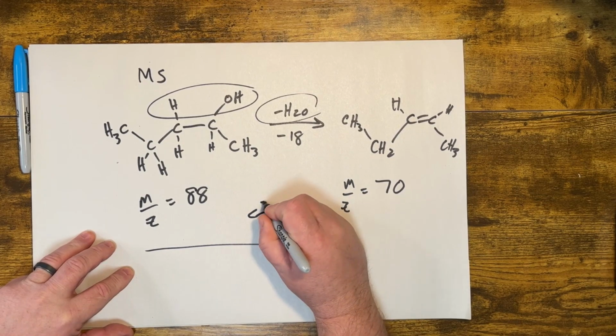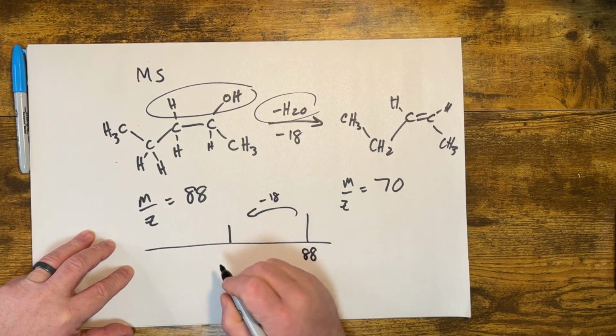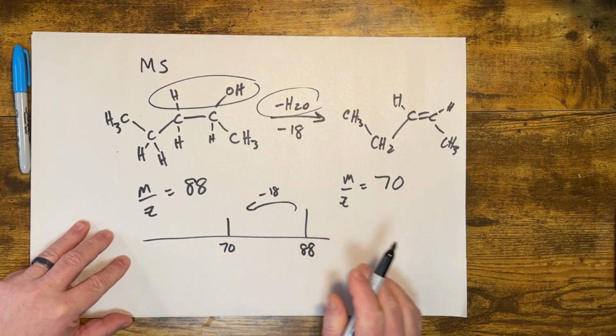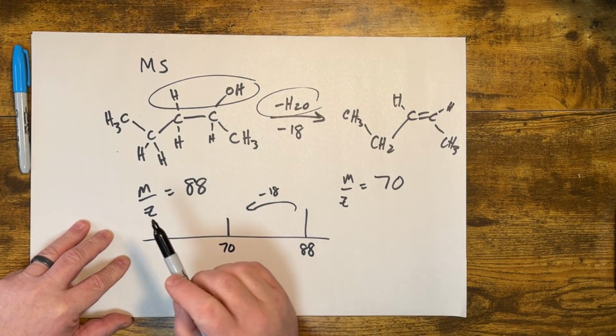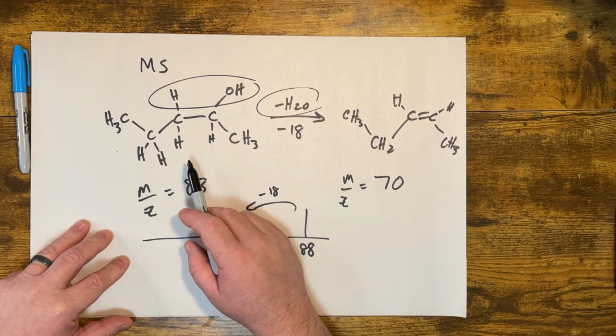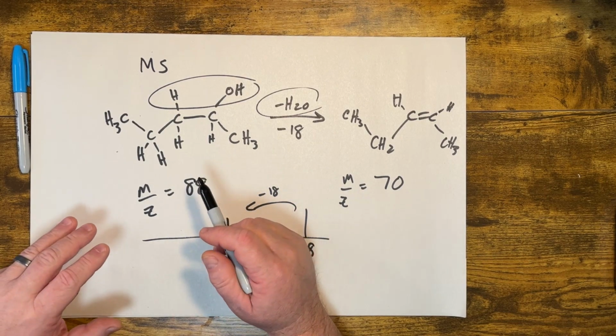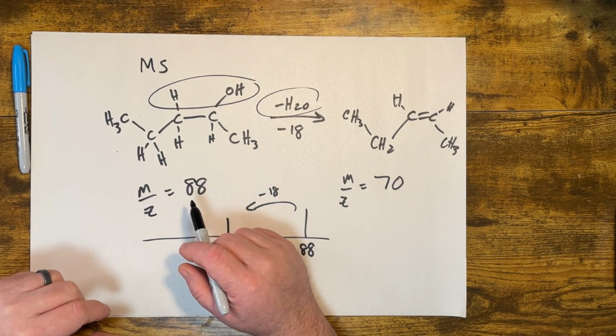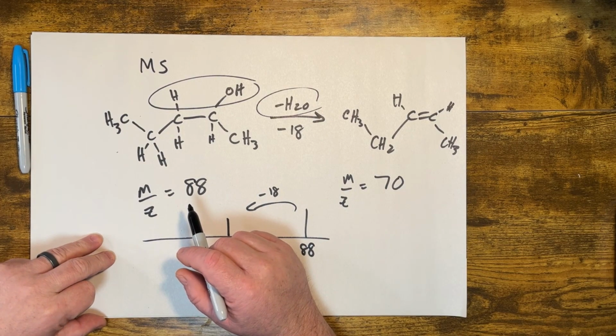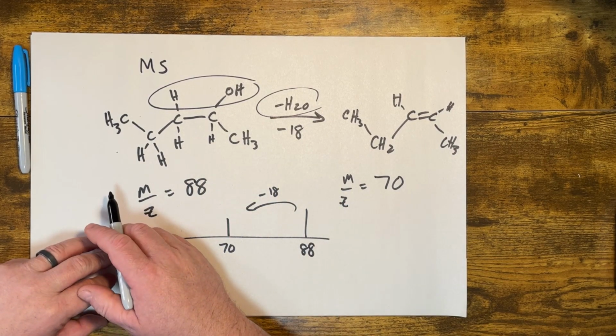So if you see the M plus at 88, and you see 18 fall off and you see another peak at 70, the loss of 18 is an indicator that you might have an alcohol. It doesn't always happen that way, but minus 18 is just one small indication for alcohol in the mass spec. Otherwise, in the mass spec, there's not a lot of clues.